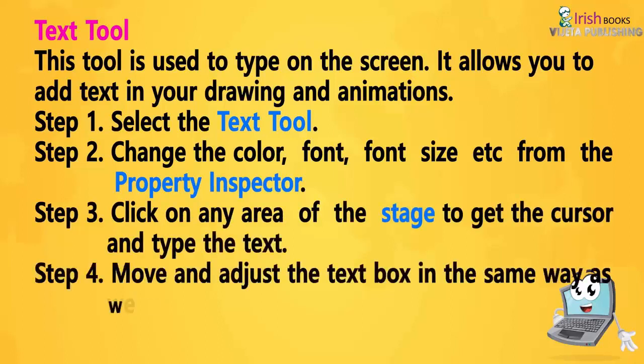Text tool. This tool is used to type on the screen. It allows you to add text in your drawing and animations. Step 1. Select the text tool. Step 2. Change the color, font, font size, etc. from the Property Inspector. Step 3. Click on any area of the stage to get the cursor and type the text. Step 4. Move and adjust the text box in the same way as we move the objects.